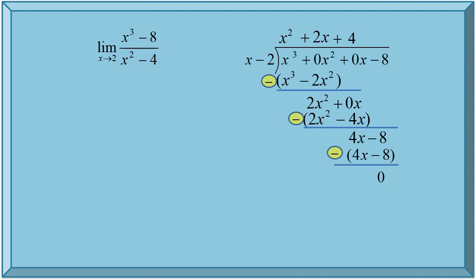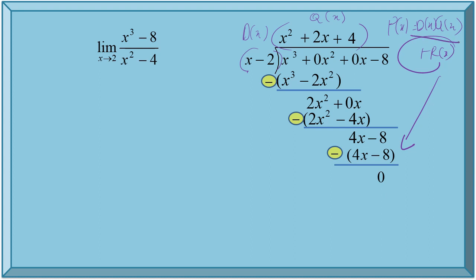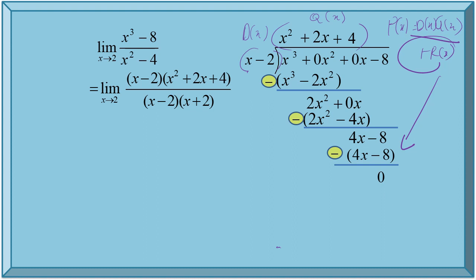Okay, now we know that x cubed minus 8 can be written as x minus 2 multiplied by x squared plus 2x plus 4. This is the divisor, this is the quotient. P(x) is equal to divisor times quotient plus remainder. But because the remainder is equal to 0, it is divisor multiplied by quotient only. So we rewrite x cubed minus 8 as x minus 2 times x squared plus 2x plus 4.